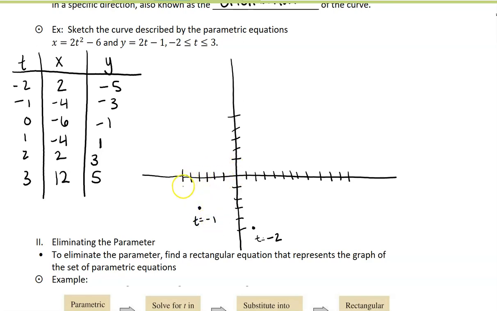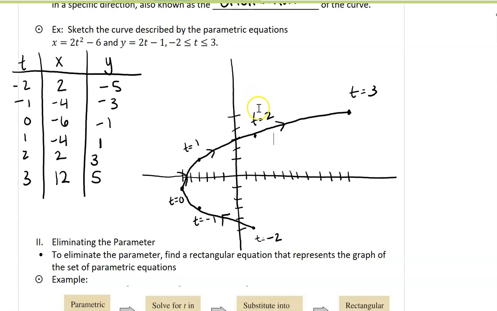And negative 6, negative 1 at t equals 0. And negative 4, 1 at t equals 1. 2, 3 at t equals 2. And 12, 5 at t equals 3. So you can see the shape that's being formed here. It's a partial sideways parabola. And it does have the orientation that moves in this direction around the curve. The orientation is important, so make sure that you are plotting that as well.